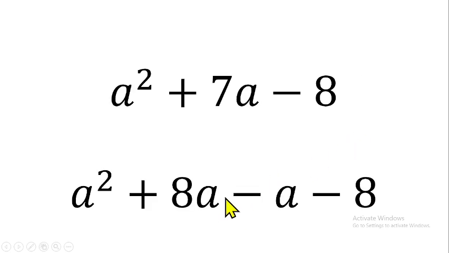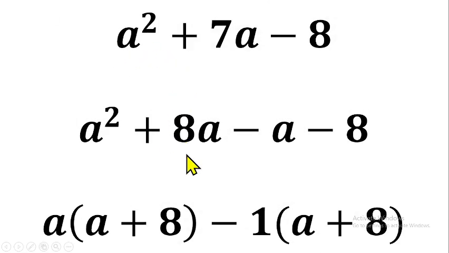So if you do that, that means you'll be having a squared plus 8a minus a, because the two factors are a plus 8 and minus 1. So this one will replace plus 7a here, so we'll be having a squared plus 8a minus a minus 8. So this we can now factorize based on the knowledge of quadratic expression. Then from there, if you factorize, a is common to this, you have a into a plus 8.